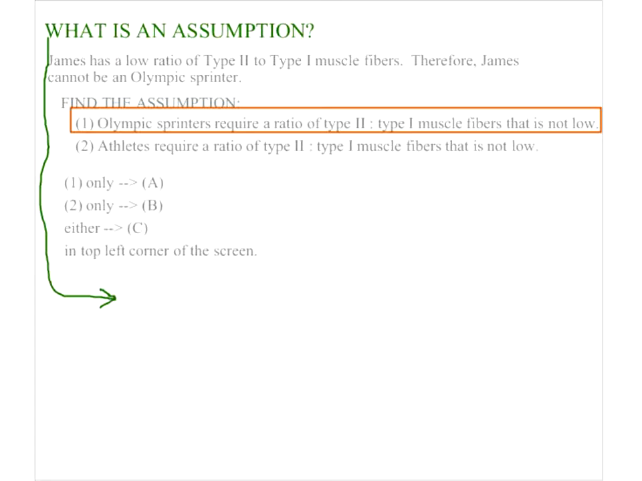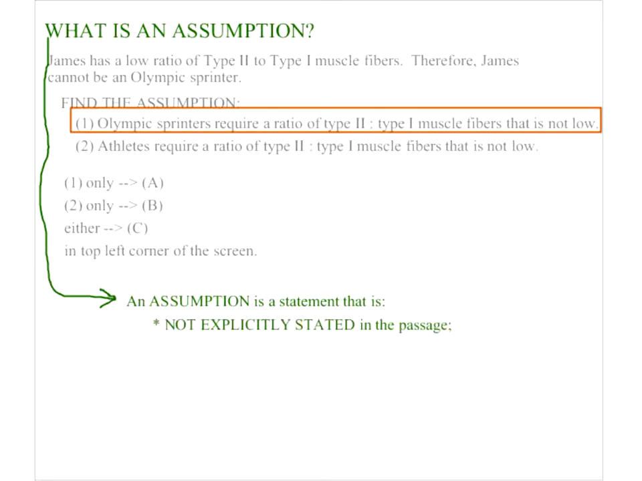So what is an assumption? Well, it's got to satisfy two criteria. An assumption is a statement that is, first, not explicitly stated in the passage, but here's the most important part: it is necessary for the passage to be valid, for the argument to be valid. In other words, an assumption is something that you need.